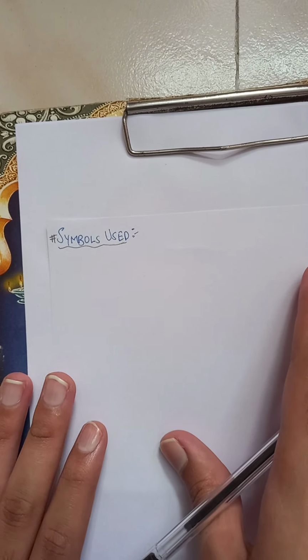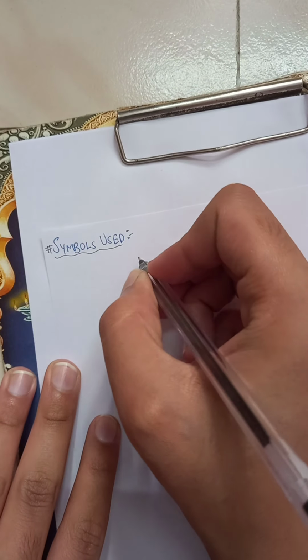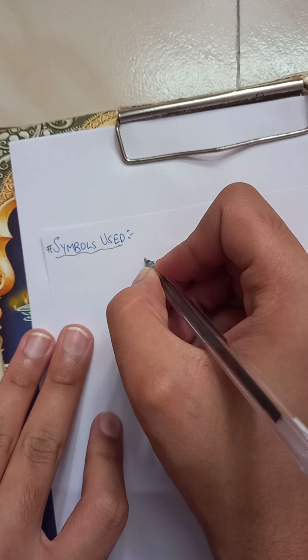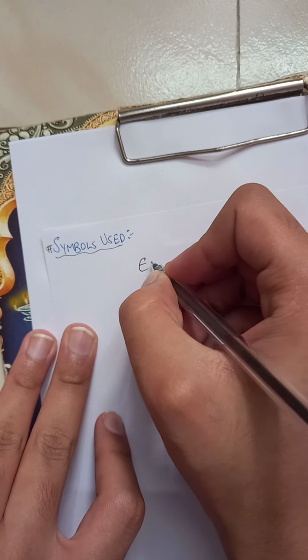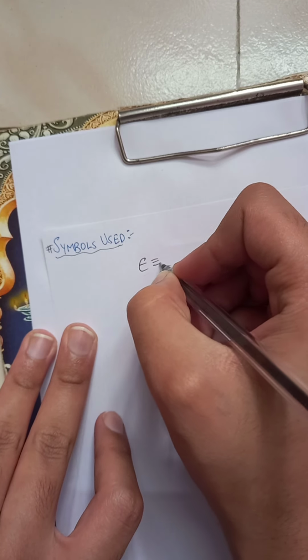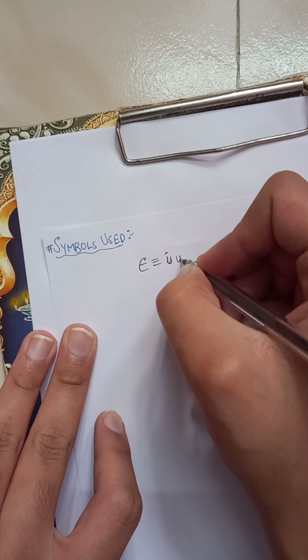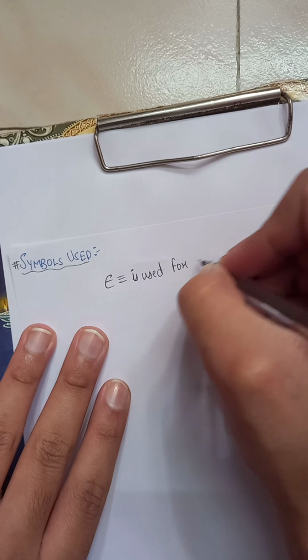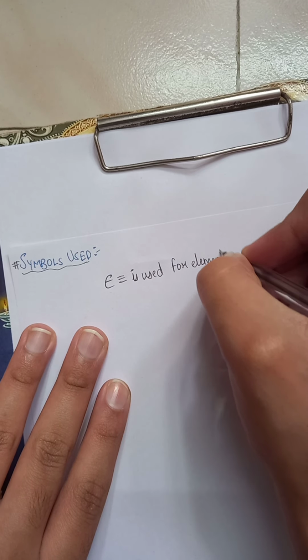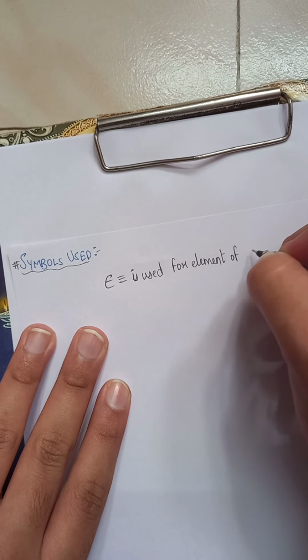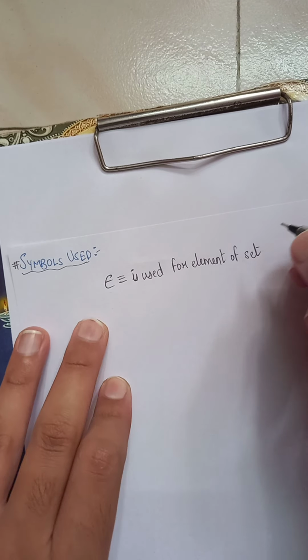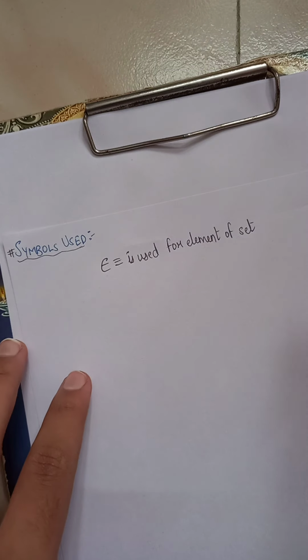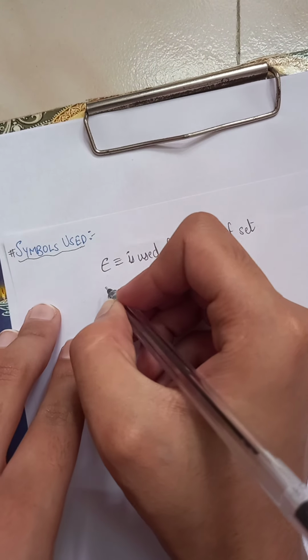Okay, so we are going to see what are the symbols used in this chapter. First, we are familiar with this symbol, the belongs to symbol. It is used for element of a set. If there's an element which belongs to a set, we use this symbol.